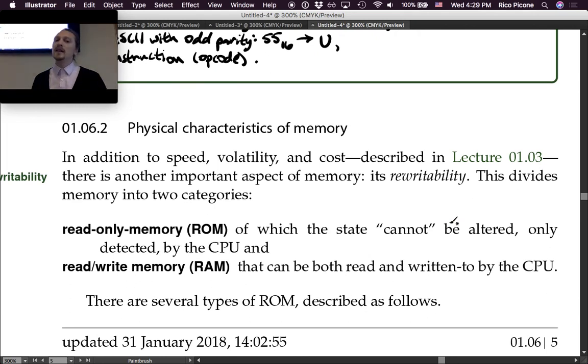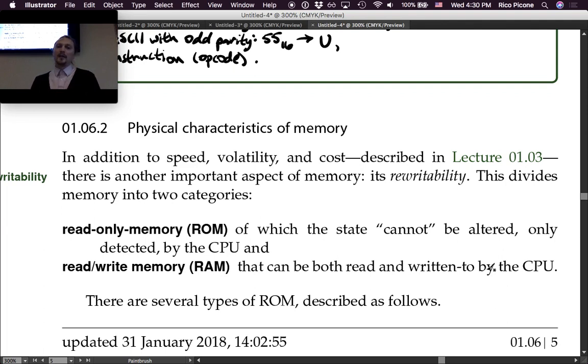And then finally, we'll talk a little bit about the physical characteristics of memory. In addition to speed, volatility and cost that we talked about in lecture 1.3, there's another important aspect of memory, and that is rewritability. This divides memory into two categories: read-only memory, of which the state "cannot" be altered, in quotes there, only detected by the CPU. So it's sort of read-only in terms of the CPU. You can often erase it and rewrite it, but only under specific circumstances or a limited number of times.